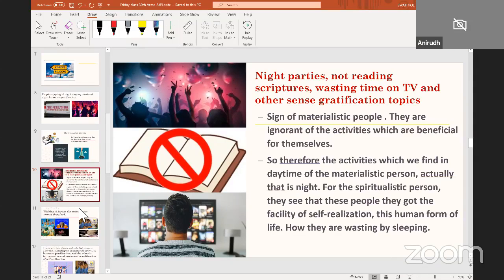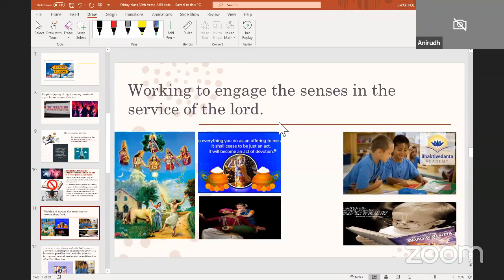It's like a bat. A bat sleeps in the daytime, but is awake in the nighttime. They're nocturnal, but always in the wrong sense, right? There have been sages also who were awake at night, because their time schedule was such that they used to wake up in the early morning or around midnight, but they used to use their senses for the service of the Lord.